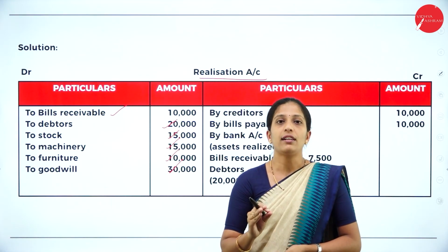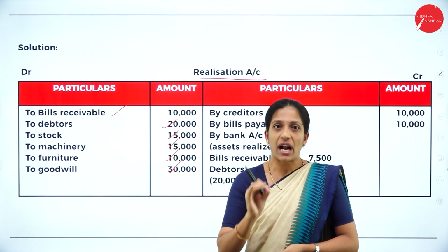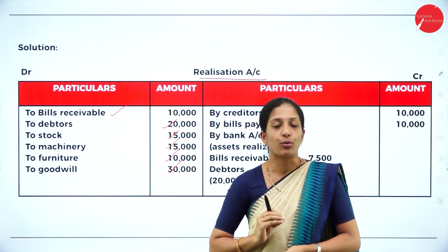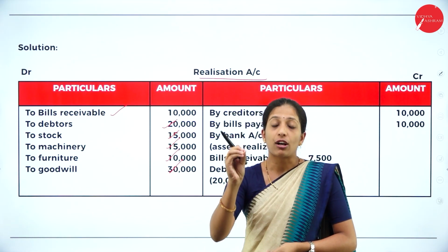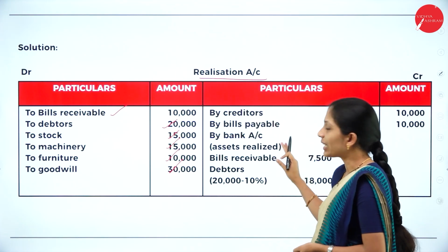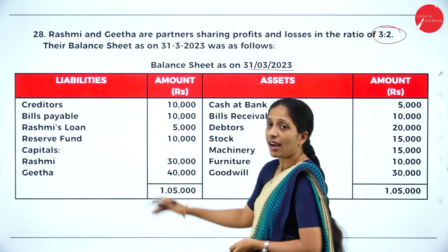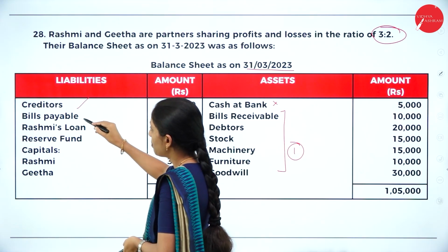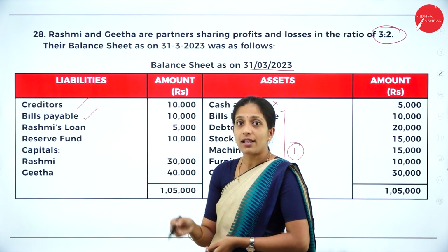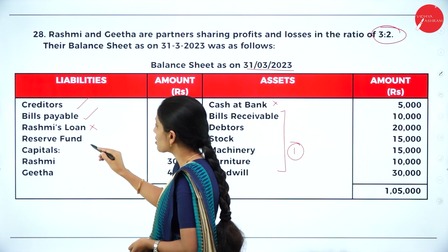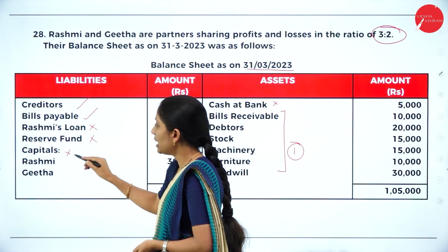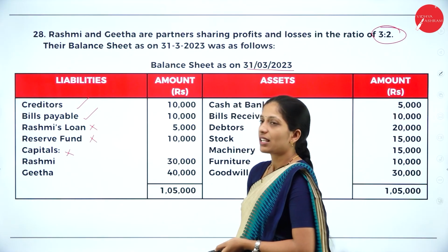Reserve fund, profit and loss account, partner's capital and partner's loan. Except these, we have to record all the liabilities on the credit side. Now let's see what liabilities we have. Yes, we have creditors, which we have to take, and bills payable we have to take. Partner's loan, no need to take; reserve fund, no need to take; capital, no need to take. Only 2 liabilities we have.